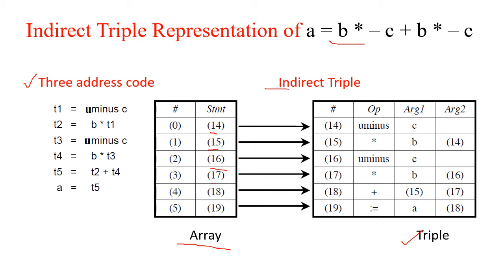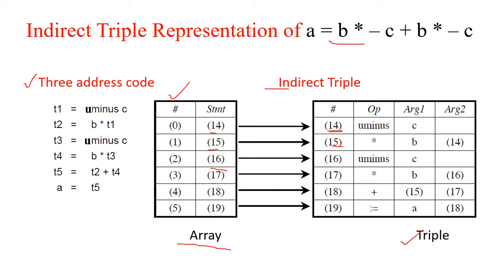What is this first column? It means the order. The 0th instruction is the instruction located at the 14th memory location. And next we are going to execute the instruction at the 15th location. So this array includes the memory locations of the instructions.